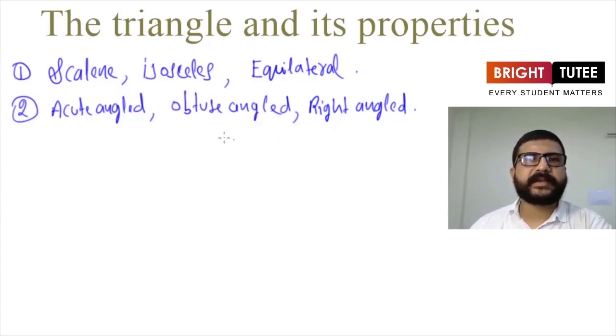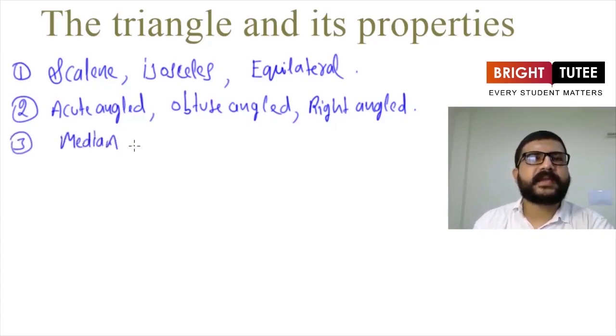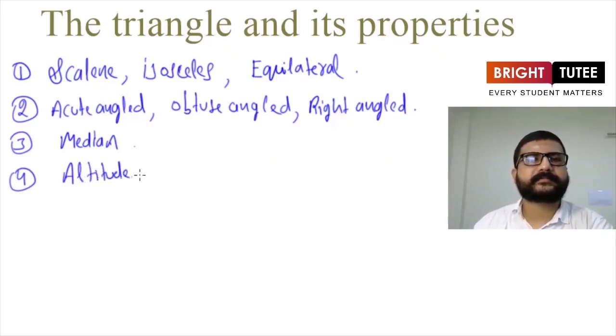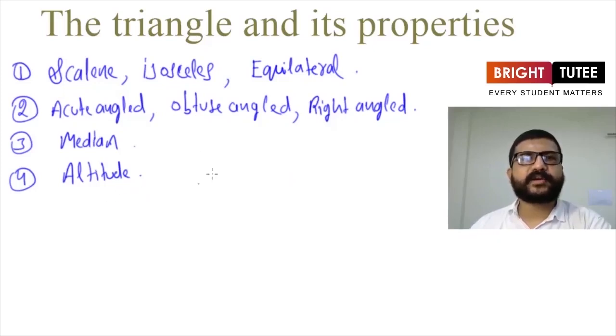And after the classification, we have seen what is median of a triangle. Median is a line segment joining vertex and midpoint of the opposite side. And after median, we have seen what are altitudes of a triangle. Altitude is a perpendicular from a vertex to the line containing the opposite side of a triangle. Altitude is basically height of the triangle.